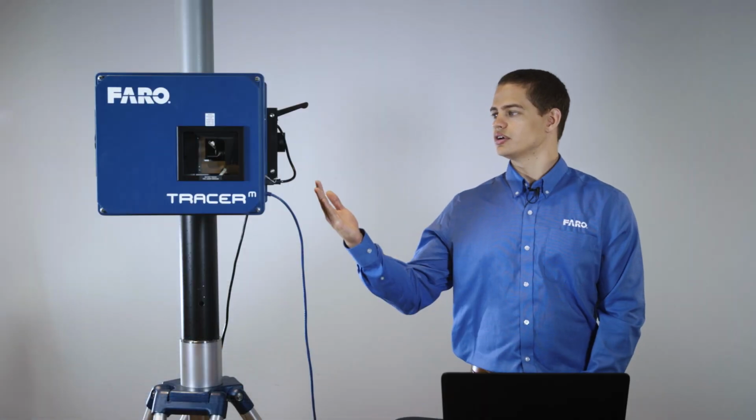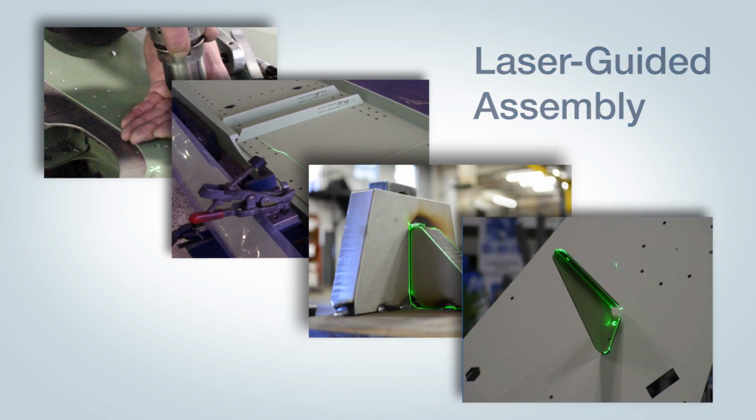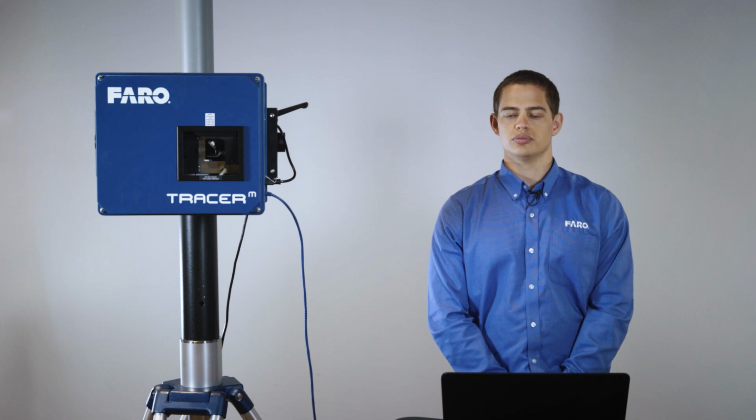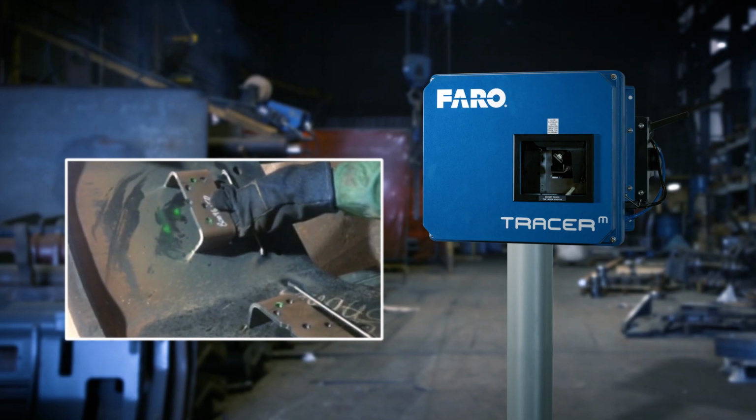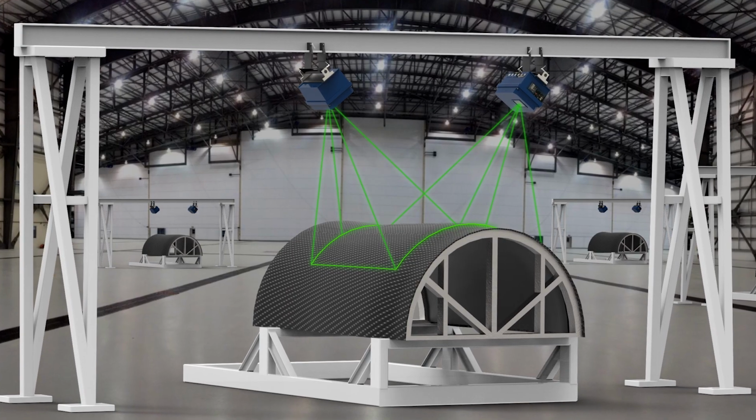This is the Faro Tracer M. It's a laser projector used in a wide range of applications to guide operators in their assembly process. It's primarily used on the production floor in a wide range of applications, from dirty industrial weld shops all the way up to aerospace clean rooms.